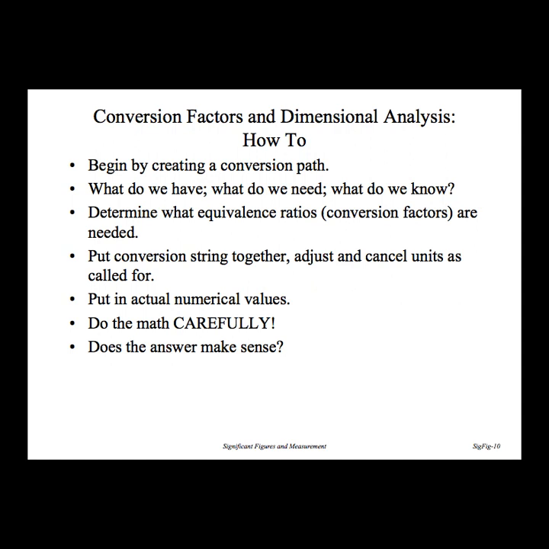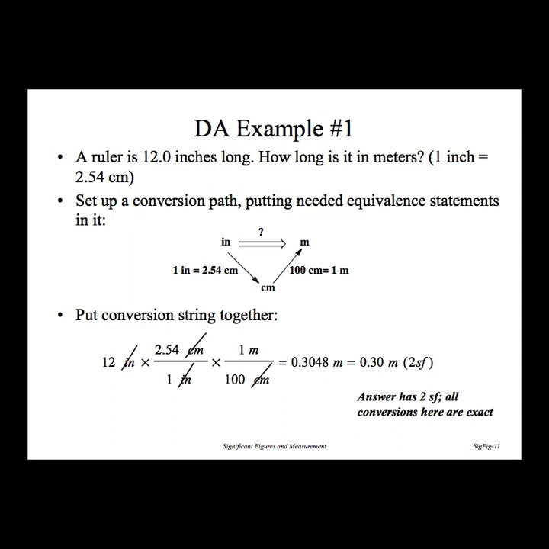Notice how the cancellations go. Inches cancels the inches in the denominator of the first conversion. Centimeters cancels centimeters in the denominator of the second conversion. The only units left are meters. So then do the math. 12 times 2.54 times 1 divided by 1 divided by 100. That's just simply what the math is.